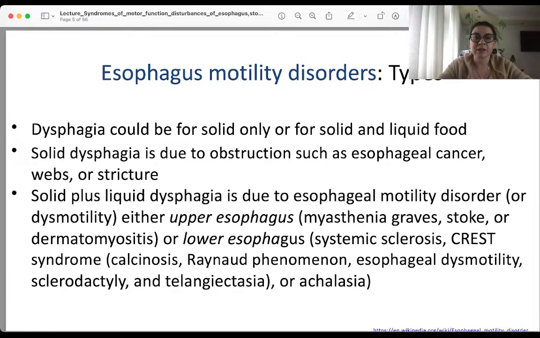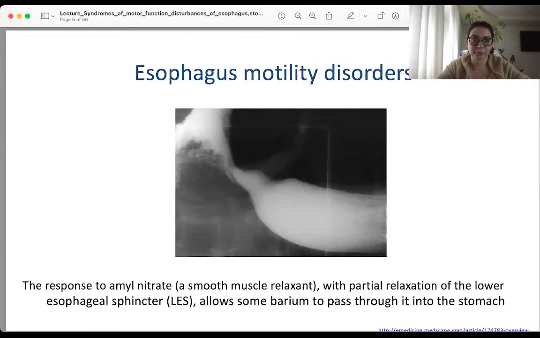Types of esophageal motility disorders. Dysphagia could be for solid only, or solid and liquid food. Solid dysphagia is due to obstruction such as esophageal cancer, webs or stricture. Solid plus liquid dysphagia is due to esophageal motility disorder or dysmotility, either upper esophagus like myasthenia gravis, stroke or dermatomyositis, or lower esophagus like systemic sclerosis, CREST syndrome from the previous slide, which includes calcinosis, Raynaud phenomenon, esophageal dysmotility, sclerodactyly and telangiectasia, or it can be achalasia. You remember the X-ray picture.